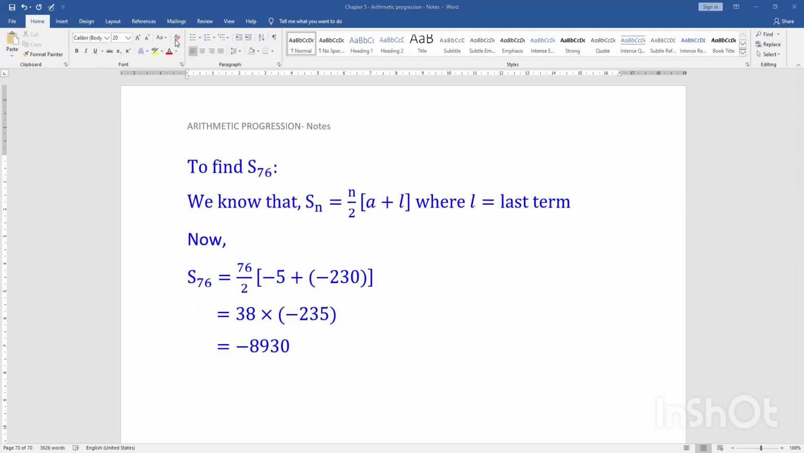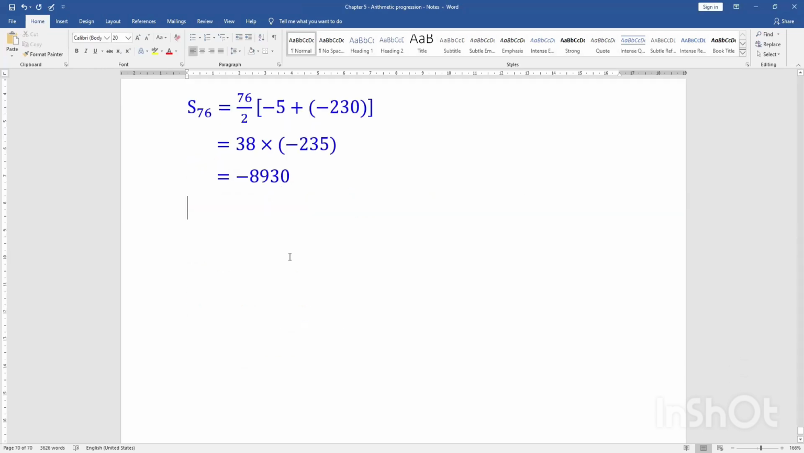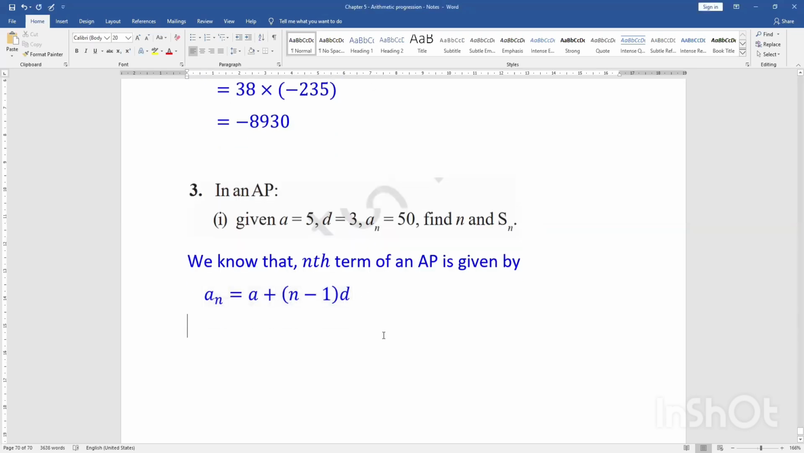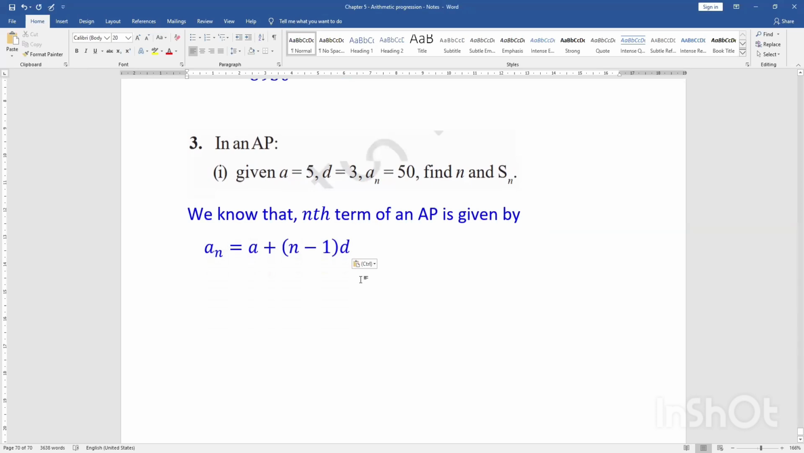Now I move on to the next question. Third one. Given A is equal to 5 in an AP, given A equals 5, D equals 3, N equals 50, find An and Sn. So we are going to write the formula of the nth term of AP, which is An is equal to A plus n minus 1 into D. Then I write what is the N value? The N value is 50, right?